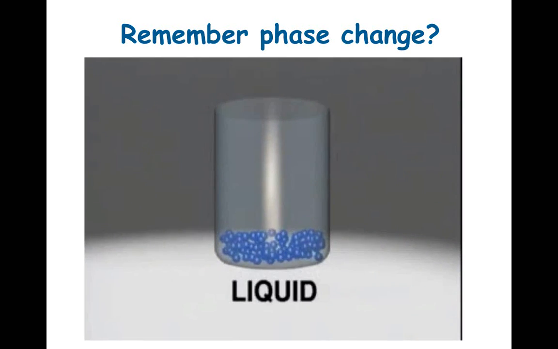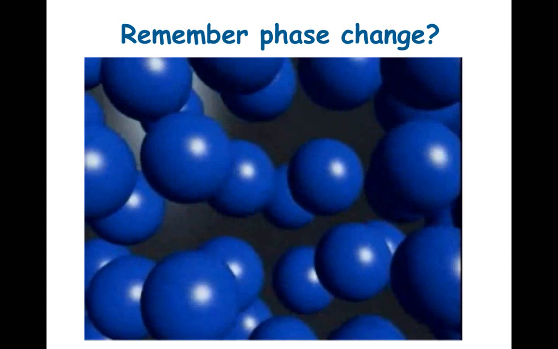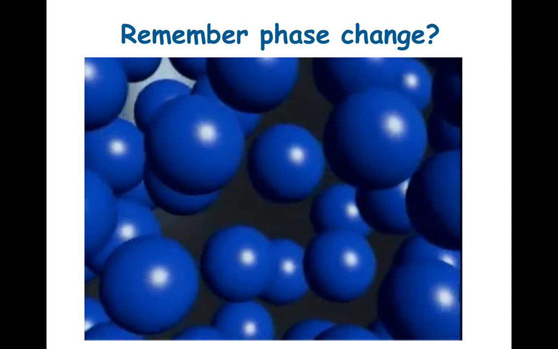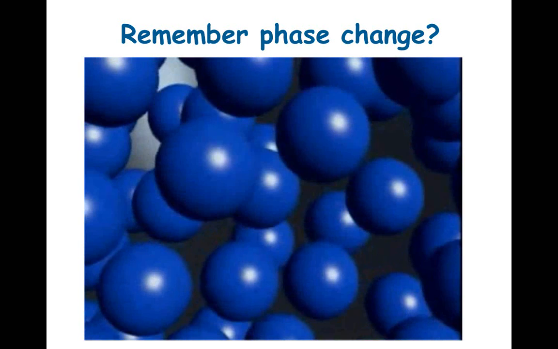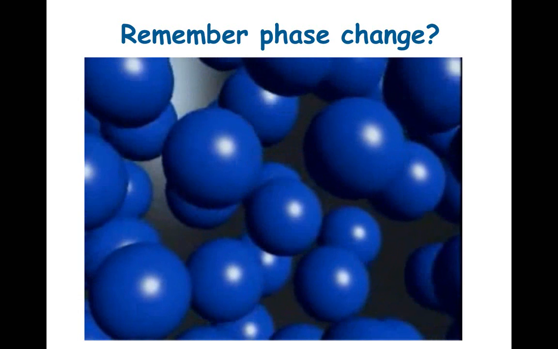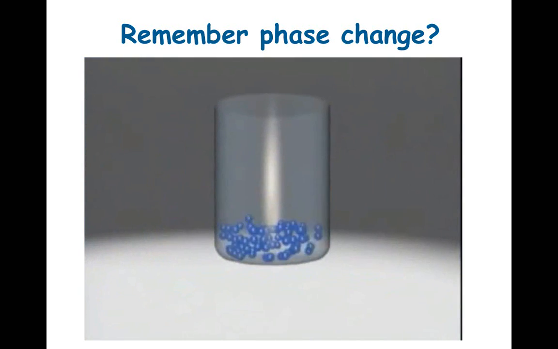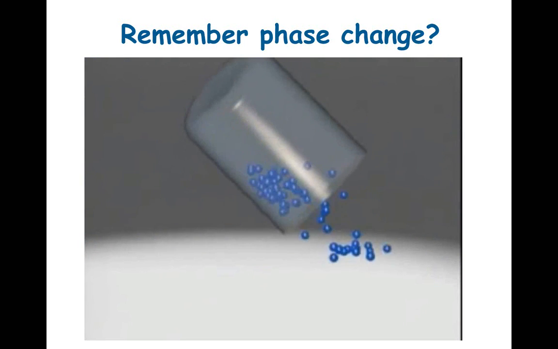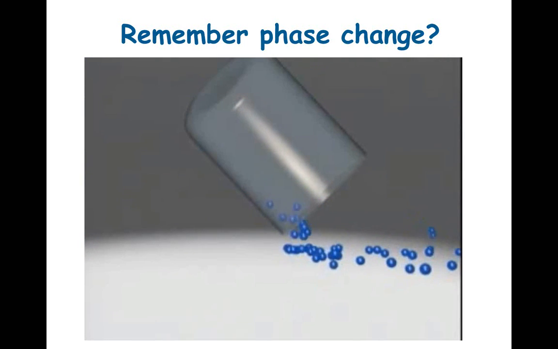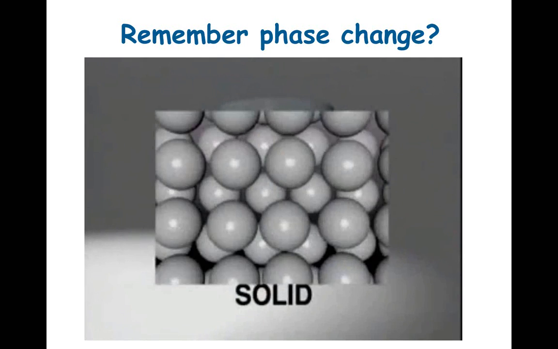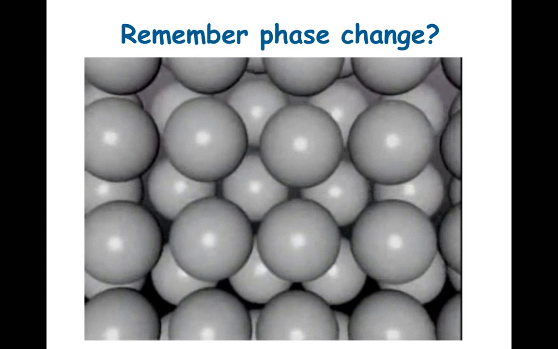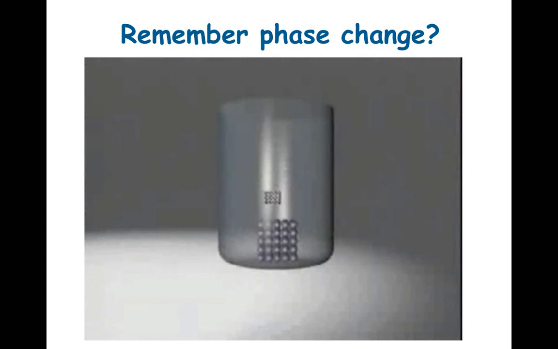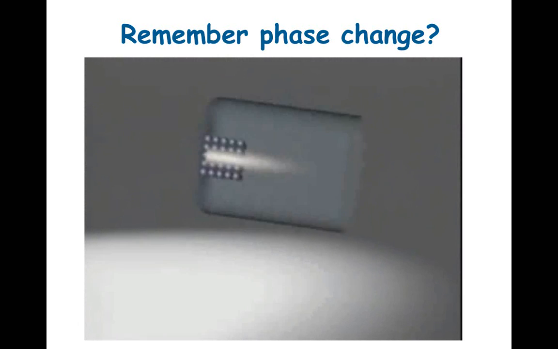Liquids have a definite volume and assume the shape of their container. The particles of a liquid are closely spaced, and so their motion is still random, but much more limited. The particles slip past and collide with near neighbors. Solids have a definite shape and volume. Particles of solids are in fixed positions and collide only with near neighbors. So that's just a quick review of phase change.